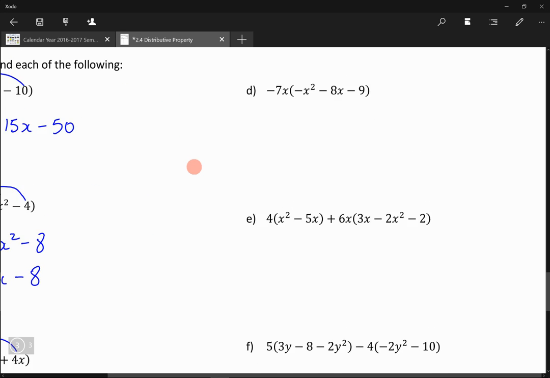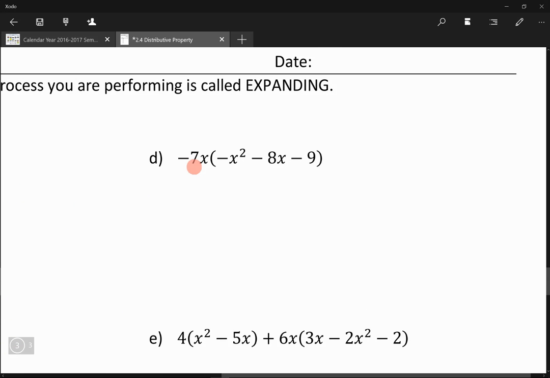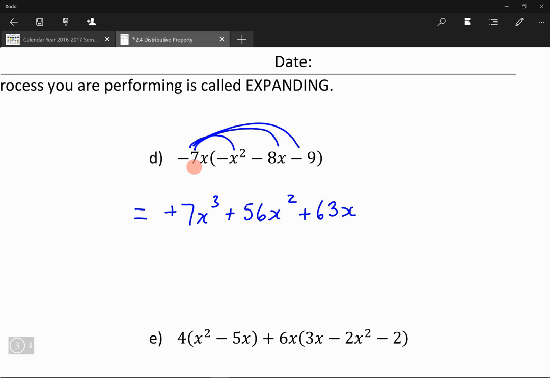Part D, there's a trinomial inside the bracket now. More negative signs, so be careful. So negative 7x times negative x squared is going to produce positive 7x cubed. So negative 7x times negative 8x is going to produce plus 56x squared. And then negative 7x times negative 9 is positive 63 because it's a double negative. Okay, and the terms are in order by the highest degree.